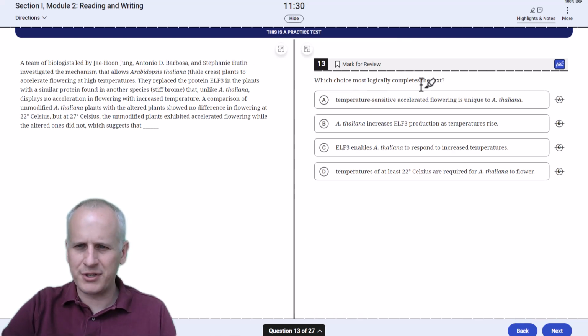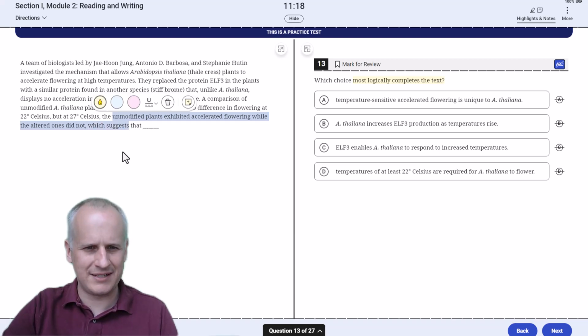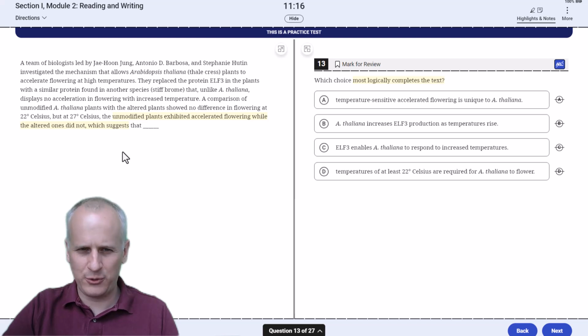Got another most logically completes the text task, so we're going to go to the end first, and here it reads, the unmodified plants exhibited accelerated flowering while the altered ones did not, which is going to apparently suggest something. So we've got to focus on unmodified versus modified plants and flowering.